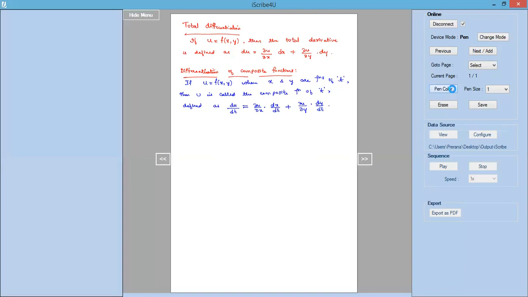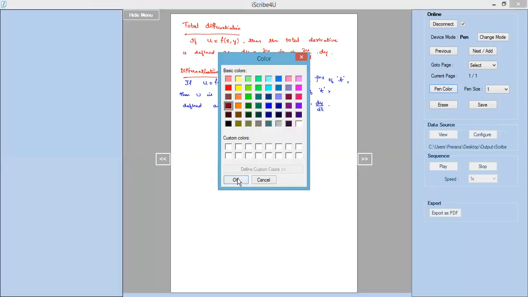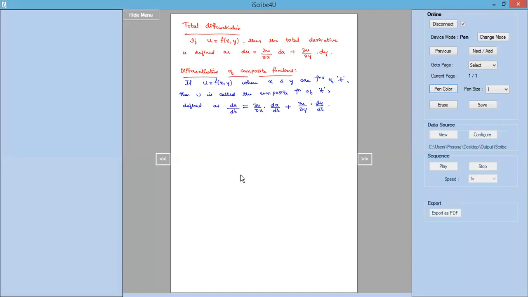Now next we will define u as a function of x comma y, and x and y are functions of two independent variables r and s. Then u will be the composite function of two variables r and s. So we are going to define about it now.